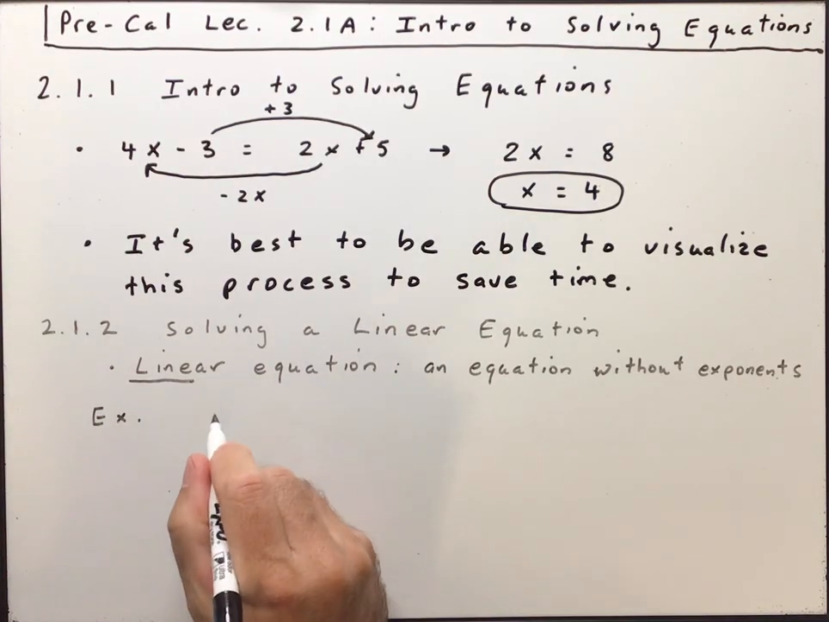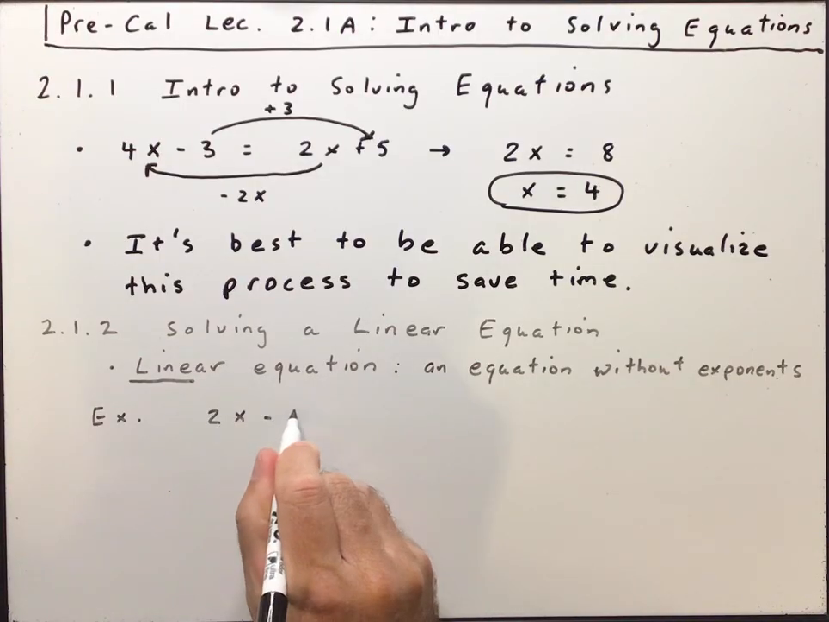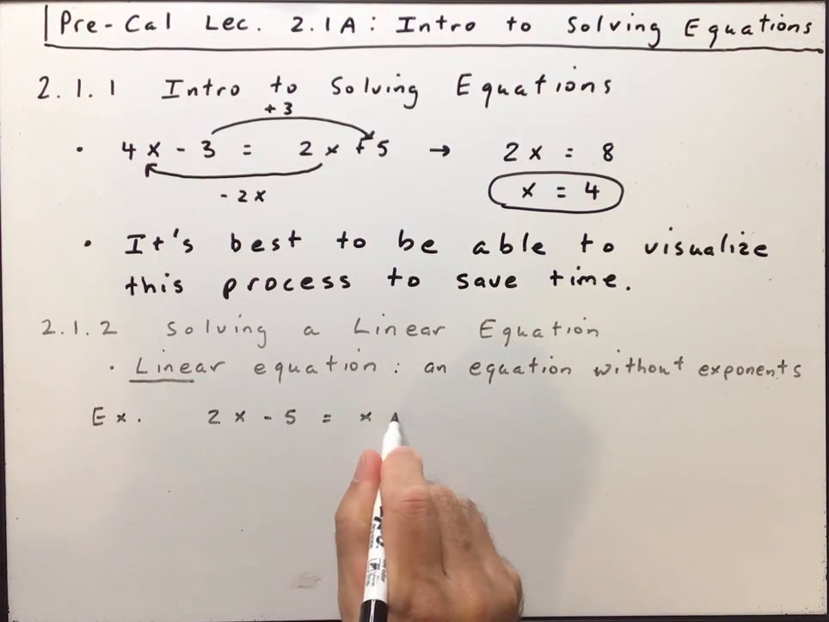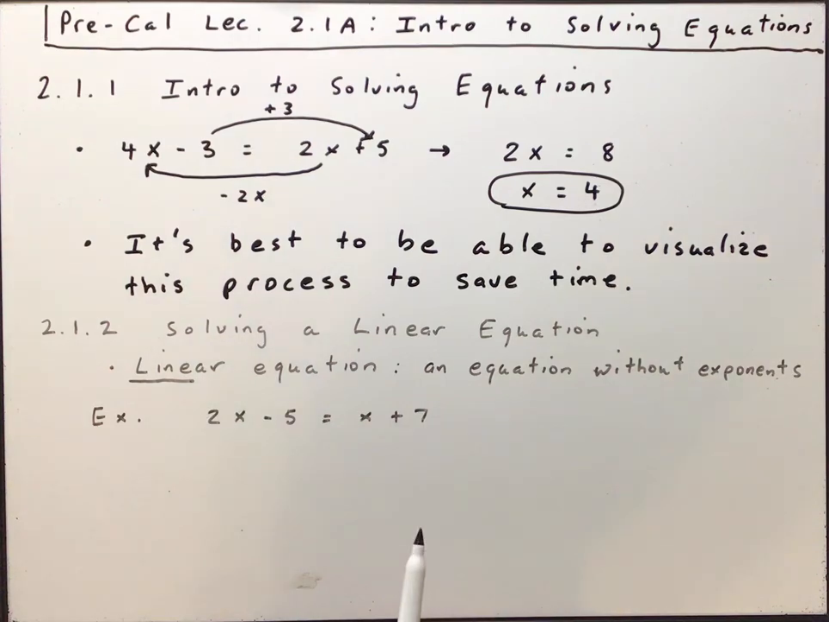Let's say we have 2x minus 5 is equal to x plus 7. Now what I want you to do before I do the solution here is, can you do this just in your head? So just take a second, pause the video, and do this in your head, and see if you can, see how that works out for you.